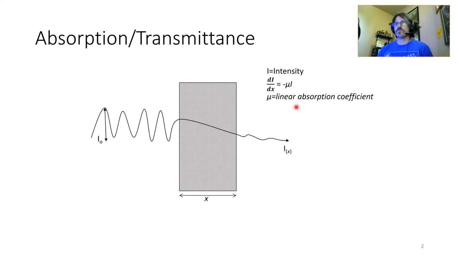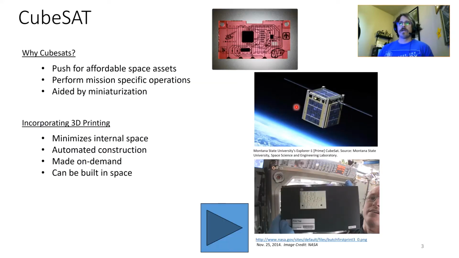And linear absorption coefficient is a material constant, but it's only constant based on the radiation that it's being hit with. So for a given radiation, you have a given mu, or mu over rho, which is the linear absorption coefficient over the density. To talk about this a little bit more, we'll look at an application that I was involved in a few years back.